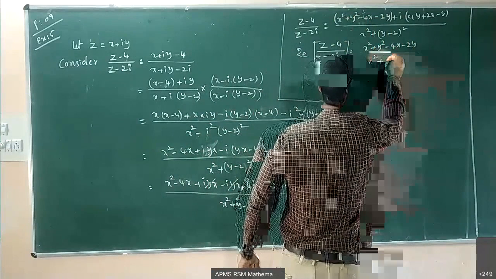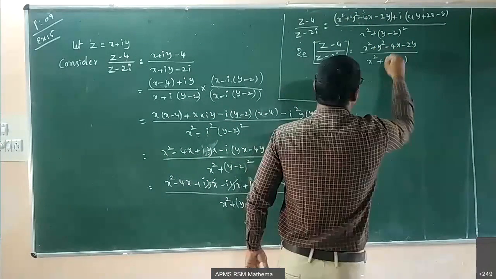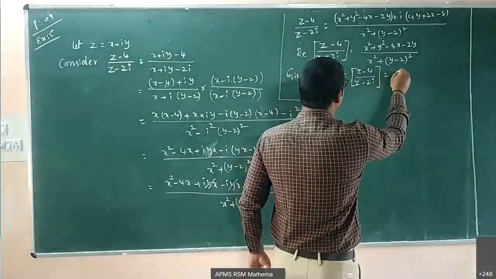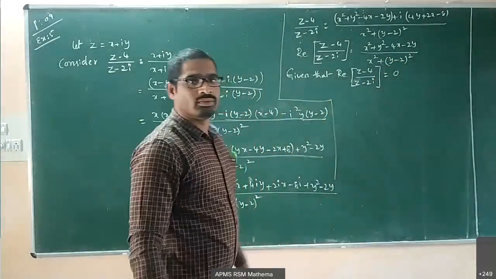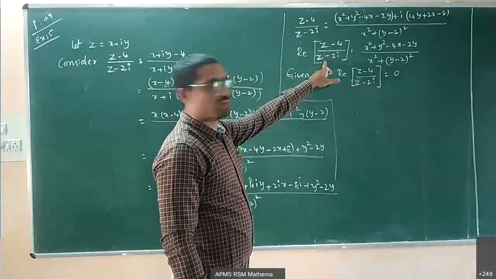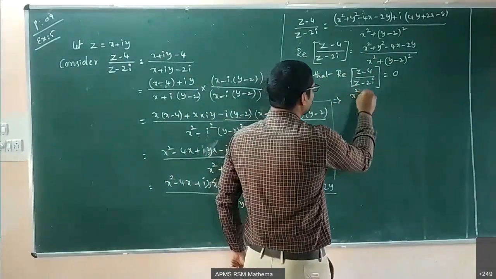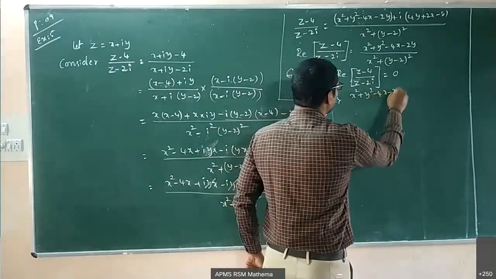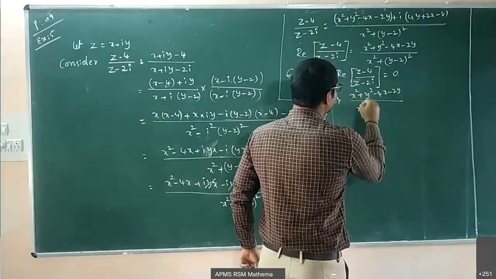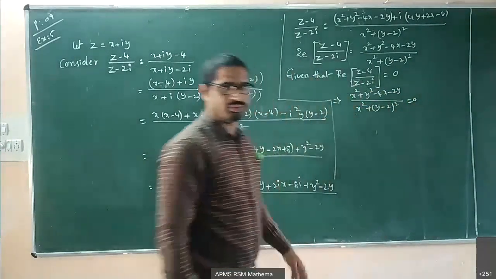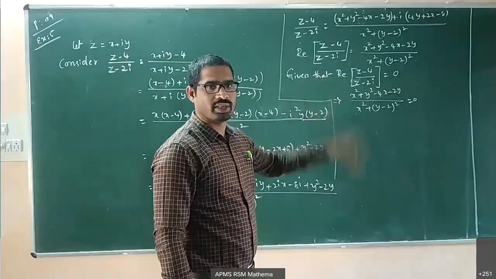So given that the real part of (z minus 4) by (z minus 2i) is equal to 0. The real part of this is this. So ultimately x square plus y square minus 4x minus 2y by x square plus (y minus 2) whole square has to be 0, because that is the real part of (z minus 4) by (z minus 2i).